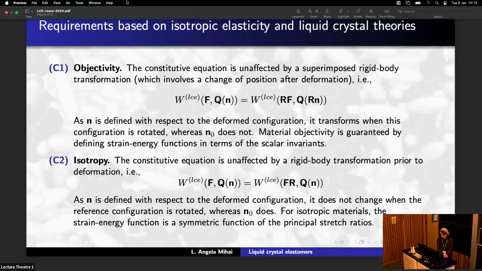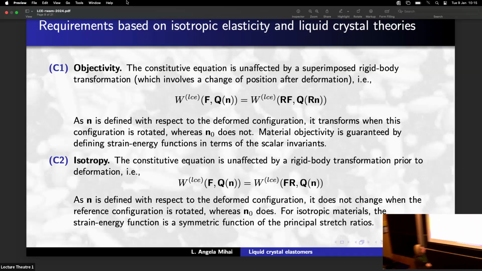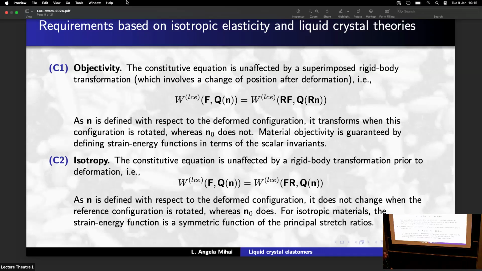Isotropy means that the constitutive equation is unaffected by rigid body transformation prior to deformation. And in this case, the rotation does not apply to N because it's defined with respect to the deformed configuration. So this has to be clearly stated and has to be satisfied by the strain energy functions.